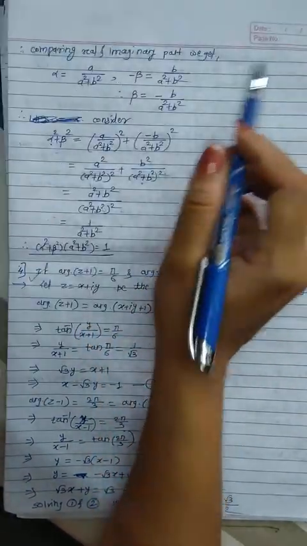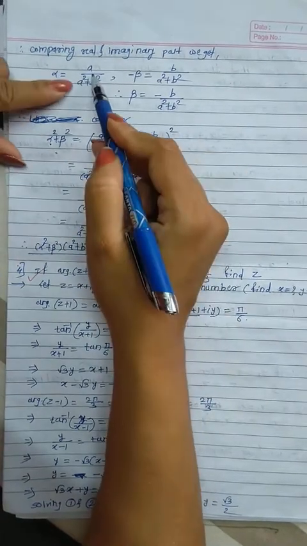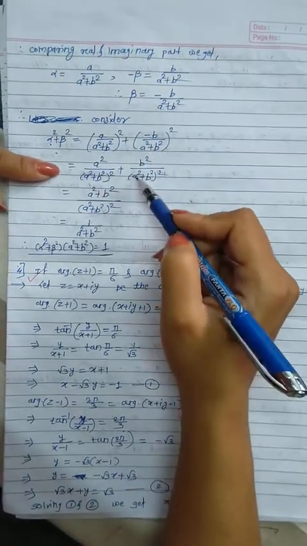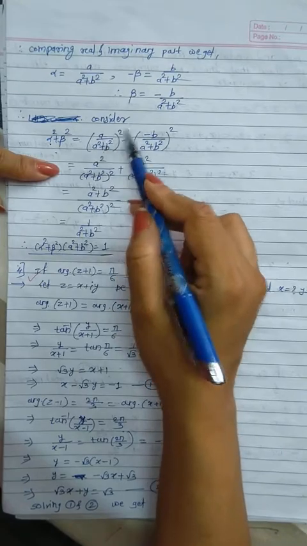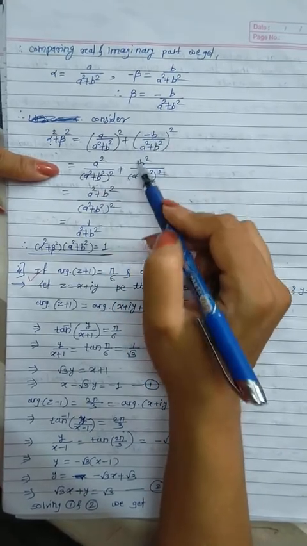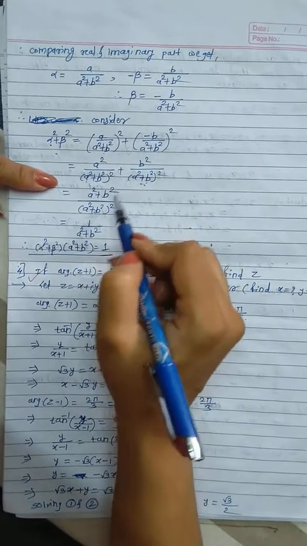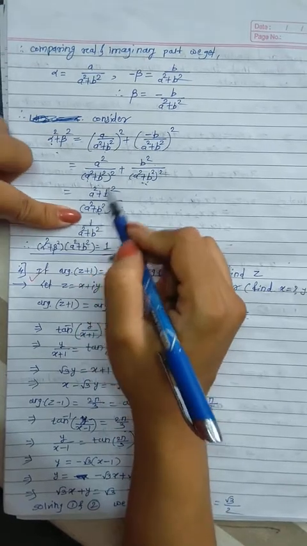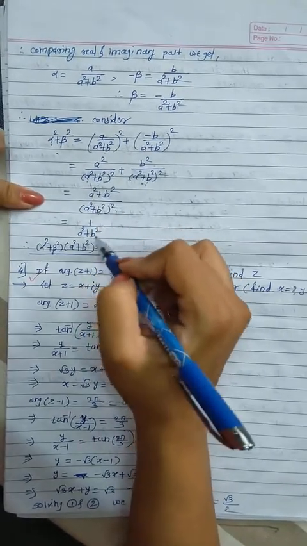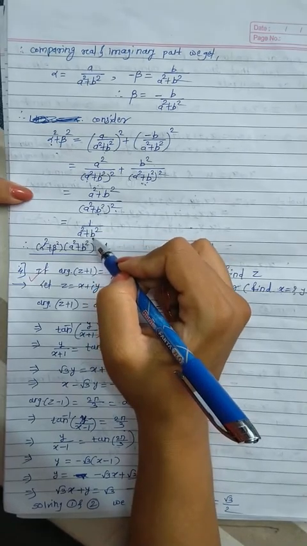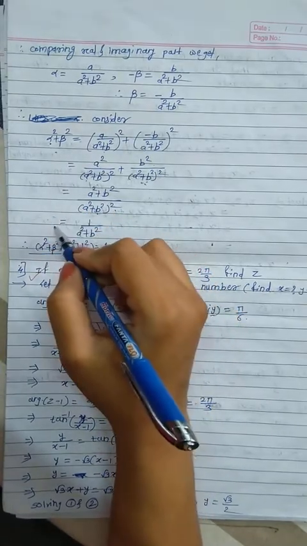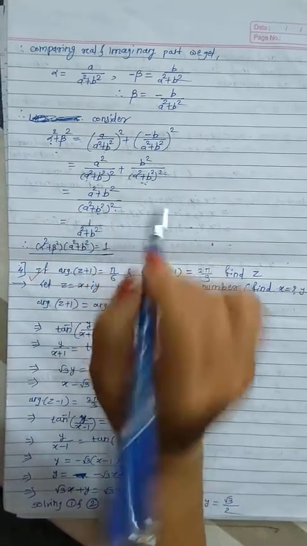Now consider what we have to prove, alpha square plus beta square. Alpha square plus beta square is this number square plus this number square, and minus square is plus square. Separate out these two: a square upon this bracket square plus b square upon this bracket square. The denominator is the same, therefore combine the numerator: a square plus b square upon this bracket square. One bracket gets cancelled, we get 1 upon a square plus b square. Now convert this alpha square plus beta square into this, a square plus b square, is equal to 1.